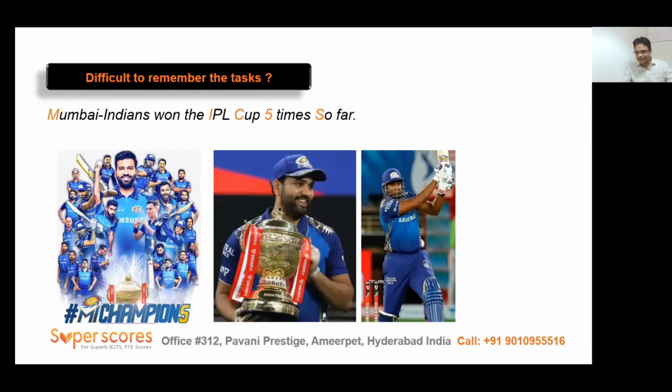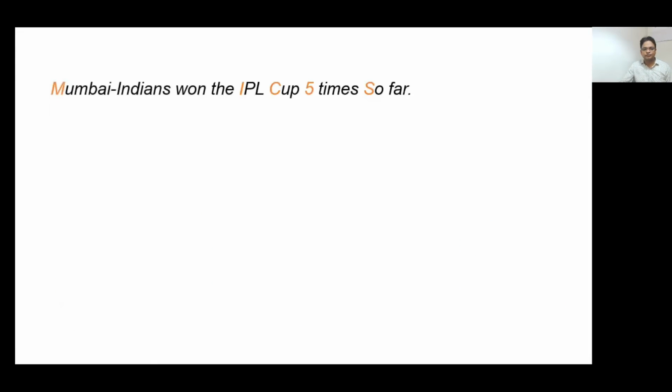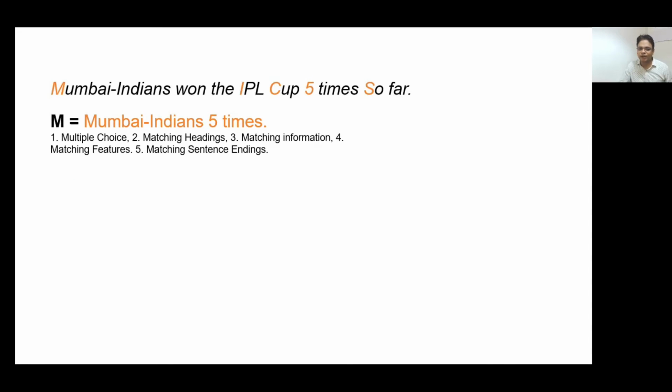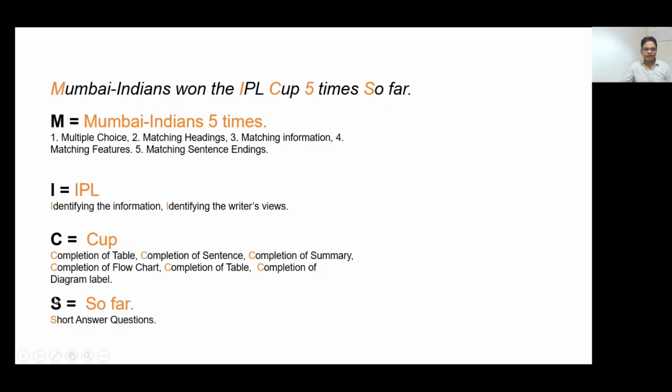Now, how does this statement help you remember the tasks? Please see. Guys, now M in Mumbai Indians. Starting with M, there are 2 types of tasks: multiple choice questions and matching type questions, right? And then starting with I, there is one task, that is identifying the information, identifying the writer's opinion. This is the identification type of task. And then C, which we used in Cup, helps you remember the completion of different types of questions. And then S is for so far, right, which is short answer question.